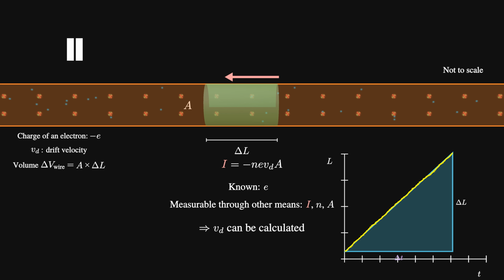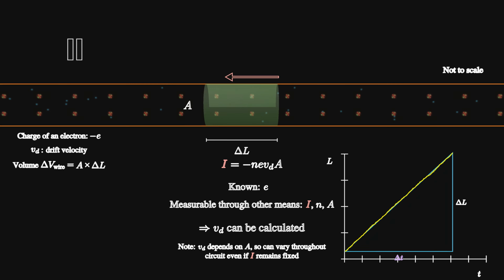I should also quickly note that, though the current is fixed everywhere in our loop, the drift velocity is not necessarily fixed, as it depends on the cross-sectional area A. So if one part of the circuit has a different area for the electrons to flow through, to maintain the same current, the drift velocity will change. More on this later. Let's now go back to our basic circuit.